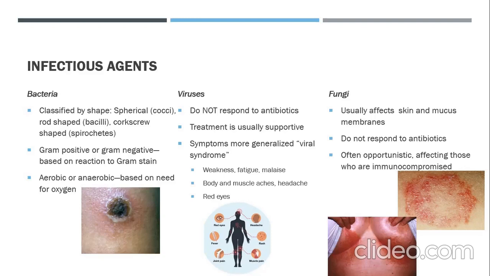Fungi, we talked a little bit about it. Candidiasis is a fungus that produces thrush. It produces skin infections, like under the breast here, and it produces vaginal yeast infections. It affects mucous membranes and the skin, versus this other picture, that's ringworm.